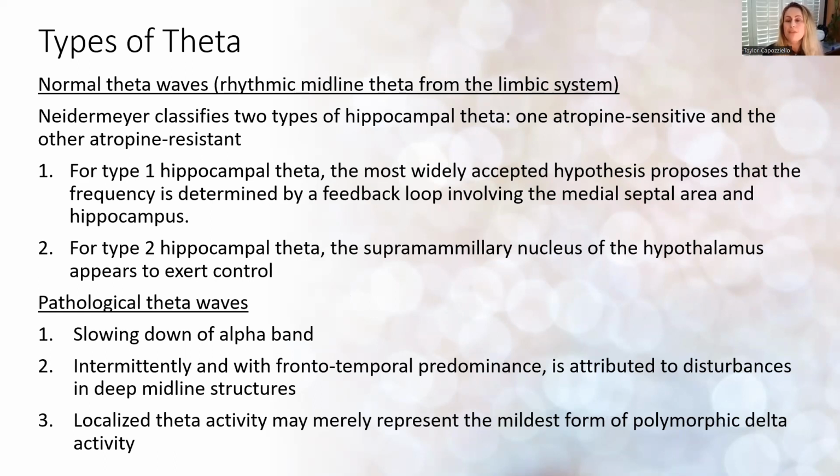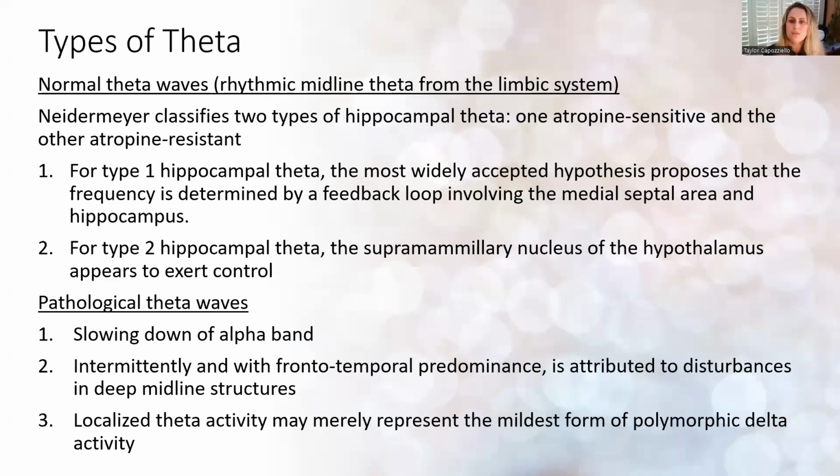Then we have pathological theta waves. Pathological theta waves are either going to be slowing down of the alpha band, intermittently and with frontotemporal predominance, which is attributed to disturbances in deep midline structures, or localized theta activity may merely represent the mildest form of polymorphic delta activity. So once again, pathological theta tends to be slowed alpha or polymorphic delta activity. And we do have theta in there as well.